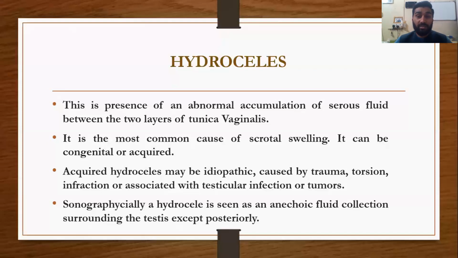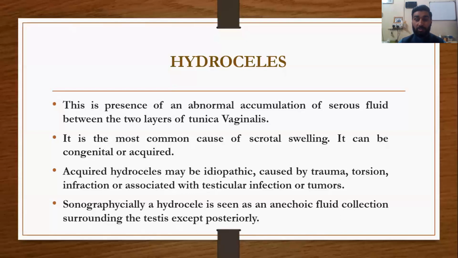Here comes the first pathology, which is very common, and that is the hydrocele. This is presence of an abnormal accumulation of serous fluid between the two layers of the tunica vaginalis. Do remember that the fluid accumulation or the hydrocele in the scrotal sac is between the two layers of the tunica vaginalis. I do have some MCQs at the end, so I'm emphasizing these things so that you can correct your MCQs at the end of the webinar.